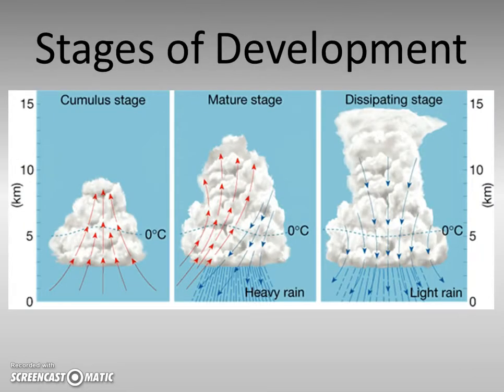There are 3 stages of development, and you have an image of this in your earth science textbook. You have the cumulus stage, you have the mature stage, and you have the dissipating stage. So cumulus stage is the stage where it's building up. It's just starting out. The mature stage is where everything kind of starts to happen. You've got heavy rainfall. You might have some hail in here. And then dissipating stage is where it's kind of going away. So you'll have very, very light rain at this point.